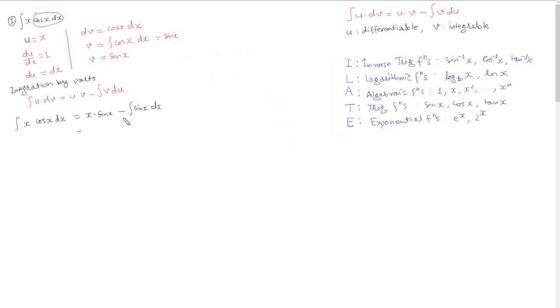Now let us integrate the remaining quantity, this one. So this is x times sin x minus integration of sin x, which is negative cos x, which makes it plus cos x, and don't forget to add a c. So that's our answer. That's our integration by parts.